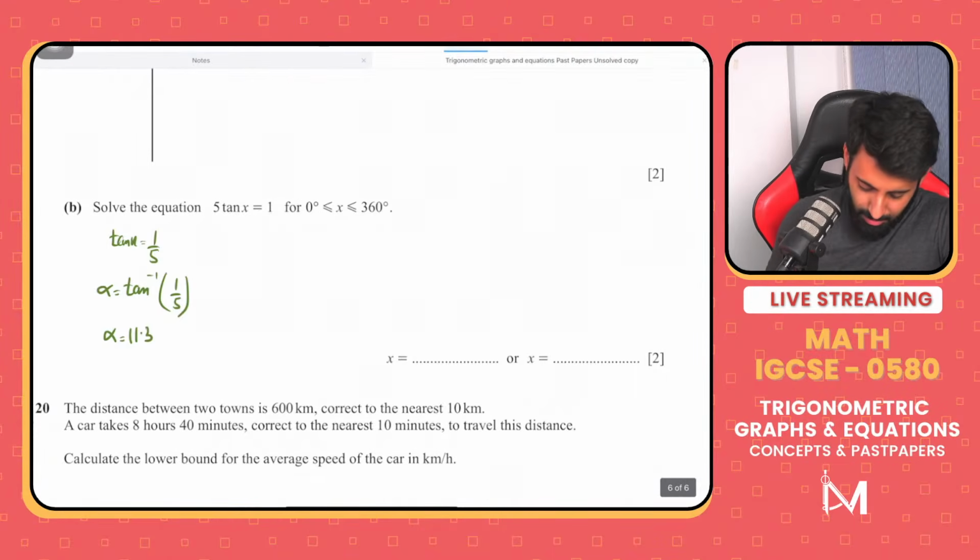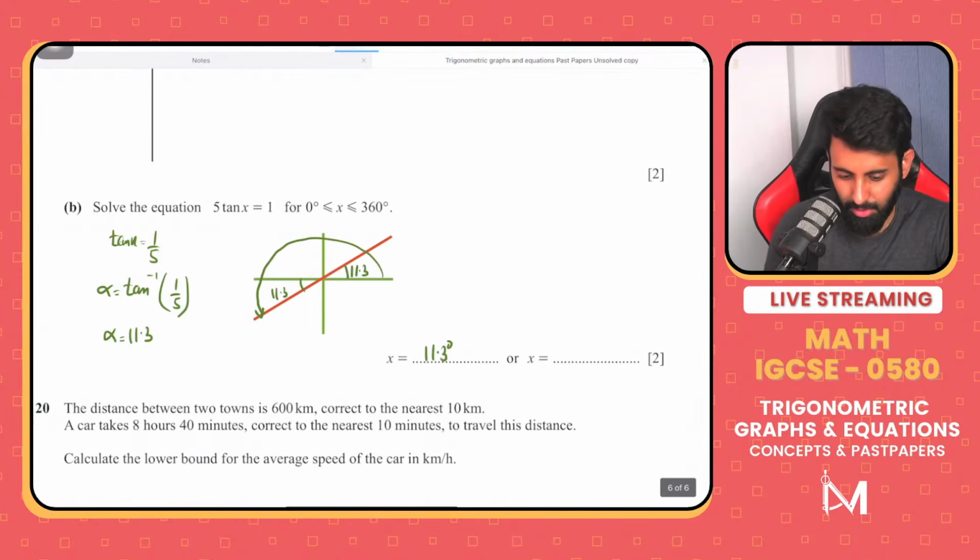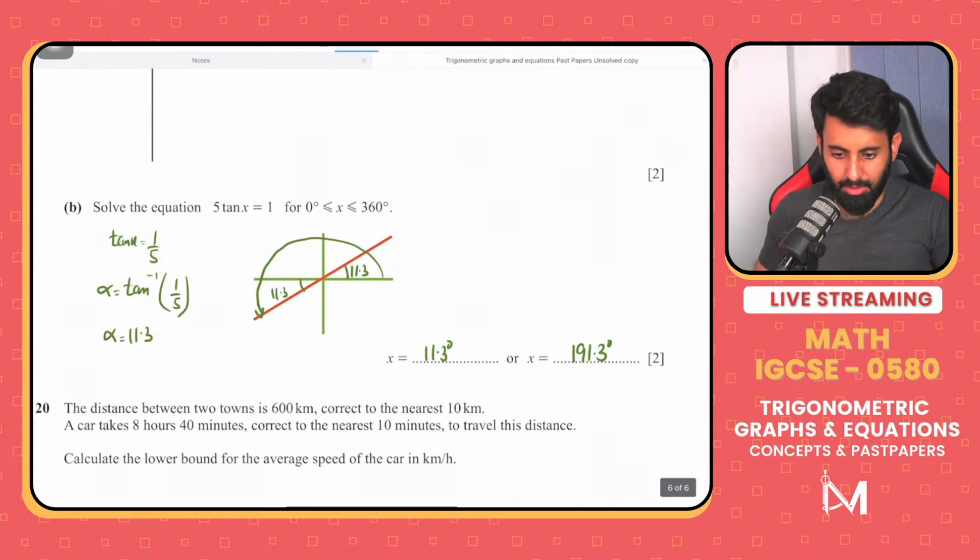Since it's positive, that means it's going to be in the first and the third quadrant. So the first and the third, there you go. 11.3 here and 11.3. So 11.3 for the first one, and for the second one, it's going to be 191.3. Make sure to round this off correct to one decimal place.